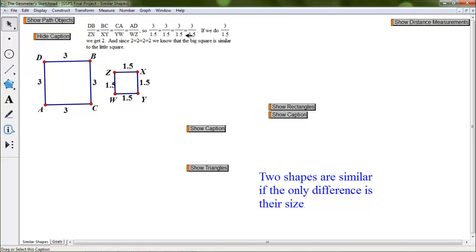Therefore, the big square is similar to the little square, and the big square is double the little square, which we see because all of these are in fact the same.